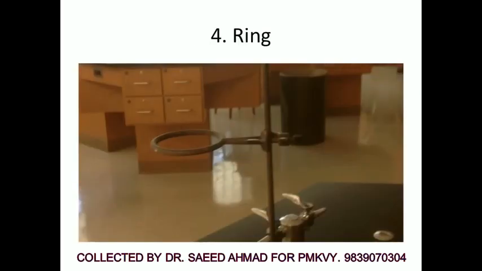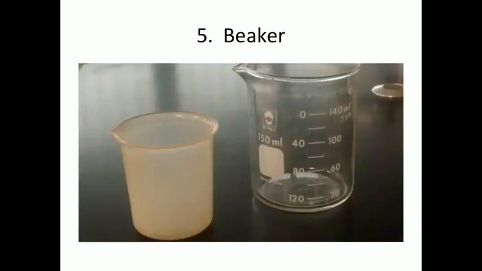This is a ring on a ring stand. It's used to support glassware when we're heating it over a Bunsen burner. These are beakers. They're used to hold solids or liquids so we can observe them. We can perform chemical reactions in them. The splattering and splashing can occur with these open containers.